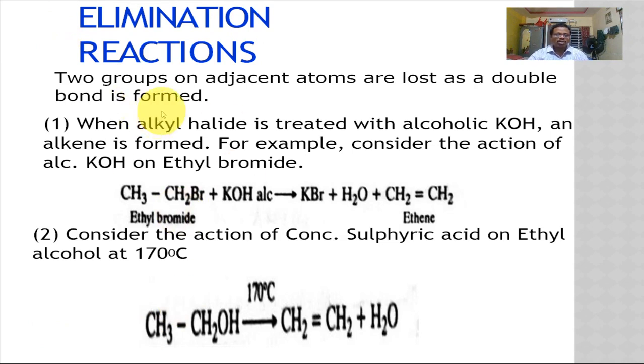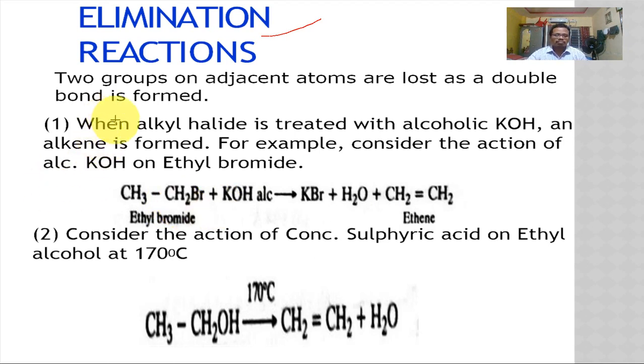Now we discuss elimination reactions. Elimination reactions are nothing but reactions in which two groups or adjacent atoms are lost, forming a double bond. Simply, we can call elimination the reverse process of addition reactions. So what is an addition reaction? Addition reactions break the double bond and add molecules. Elimination is quite the opposite. If you have an idea about addition reactions, you can easily describe elimination reactions.